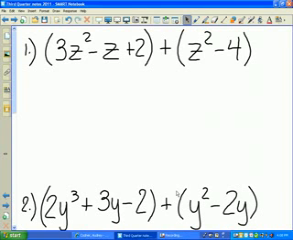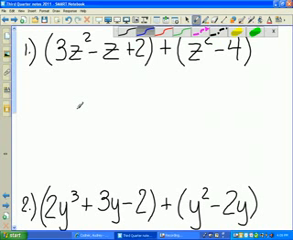So first things first, I went over the 3 problems from the homework. And the first problem is 3z squared minus z plus 2 plus z squared minus 4. So I'm going to have to do it from the laptop, so this is going to be all kinds of fun and funky. So first things first, we need to put it in descending order based on our degrees.